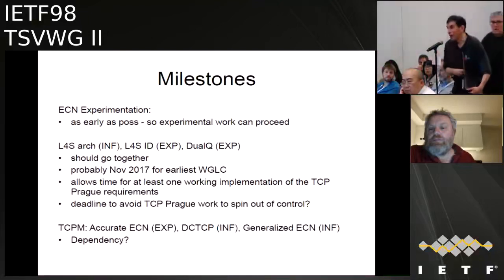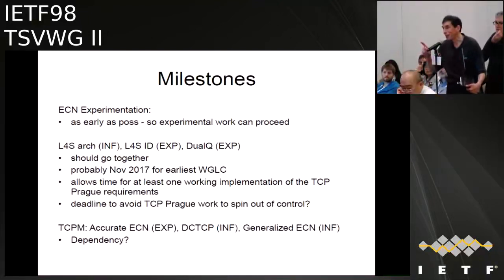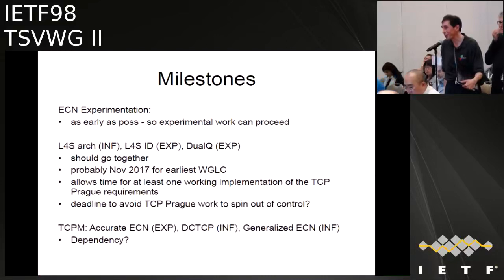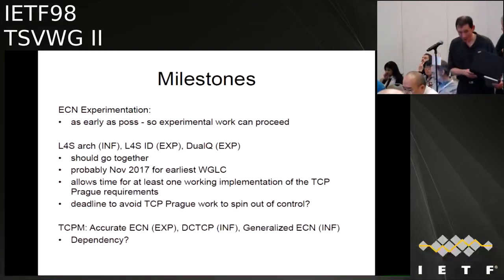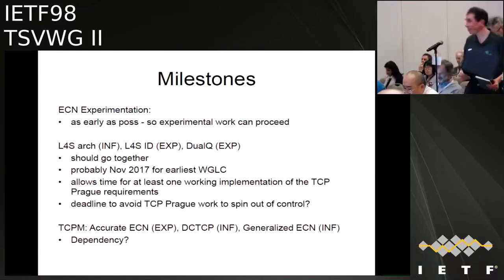Philip Eardley, this is really good stuff. Where you put, under the L4S architecture ID and dual queue, allow time for one working implementation of TCP Prague requirements before working group last call, do we really need to gate on that? Or could we just do it without having a working implementation of TCP Prague? I'm trying to rapidly fill in the hole I created, so please. You don't want me to? Can we punt on that one?